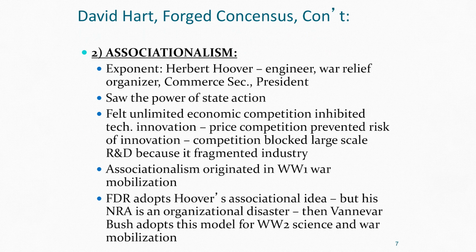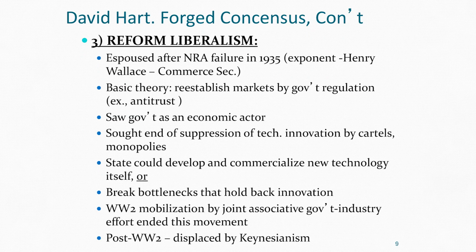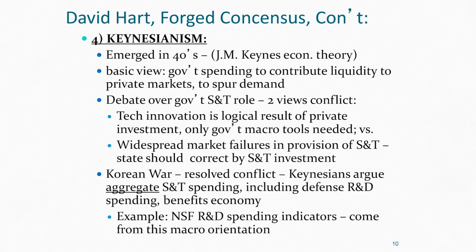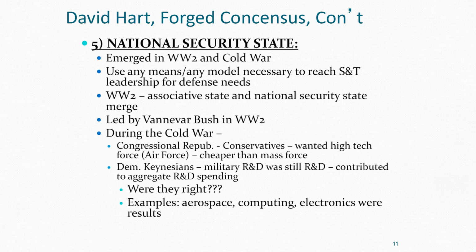Associationalism, that's the public-private partnership model. Reform liberalism, which is stamp out cartels, they limit innovation, and that's not really a powerful movement at this point because of international competition. Keynesianism, which is analyze science and technology based upon these macro investment levels by the public sector, which serves to offset a market failure on the private sector side. And then the fifth one is this national security state.